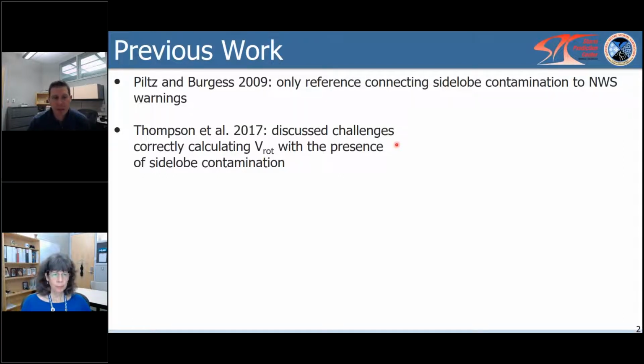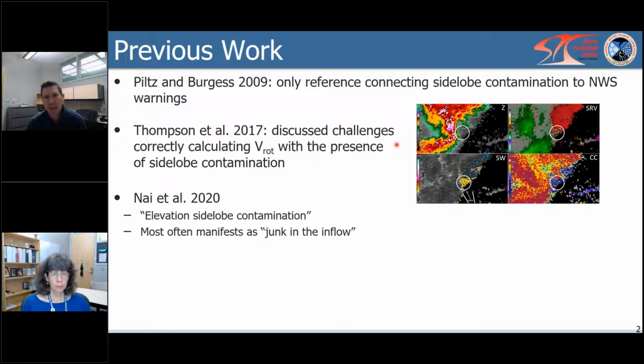The Thompson paper discussed, when they were talking about the VROT calculations, how many issues they ran into when they were looking at the VROT calculations. There were all types of side lobe things like that, and so it was a challenge for them to try and get an accurate VROT calculation.